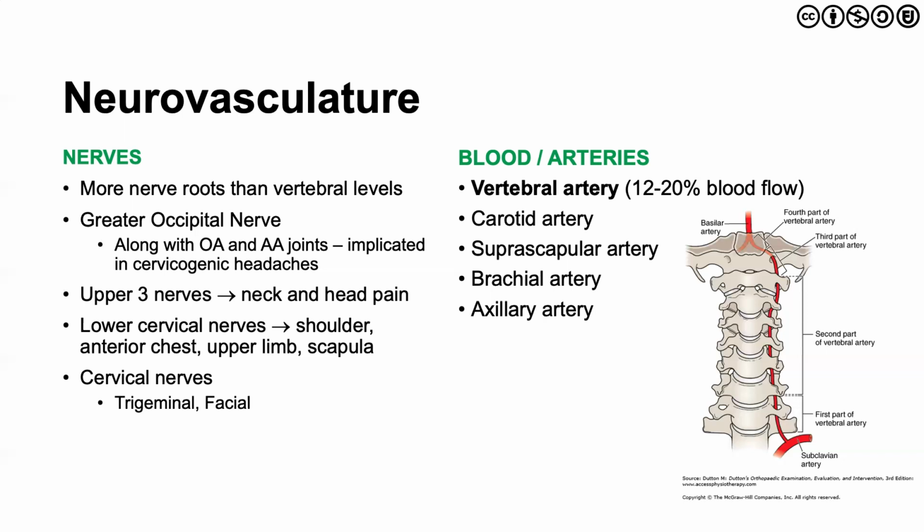Additionally, we want to look at the blood flow. So this vertebral artery is supplying 12 to 20% of blood flow into the basilar artery. And we also see carotid, suprascapular, brachial, and axillary here. But the vertebral artery can be an area of concern, specifically if we are applying more aggressive manual therapy or more end range manual therapy techniques, such as a high velocity, low amplitude thrust. And so we want to be mindful of that and be screening that when and where possible.